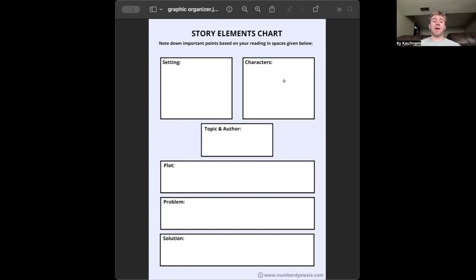So it's got the topic and the author, the plot, the problem, the solution, and it's just giving your students a way that they can look at this and think, oh, here's what I need to find in the book. This is what I really should be looking for. And then they're going through the book and they're doing that active reading where they're asking themselves questions like, oh, hey, I can kind of see that this is starting to become a plot point. I should probably write this down. I'll put a question here, if I have one. And it's really just good for identifying the things that are happening in the story.